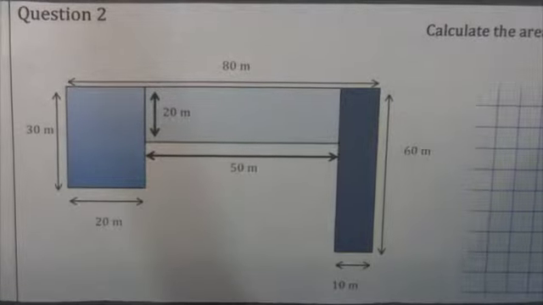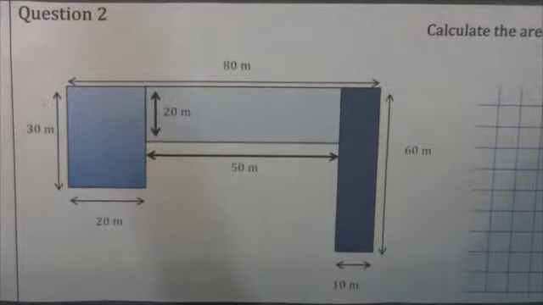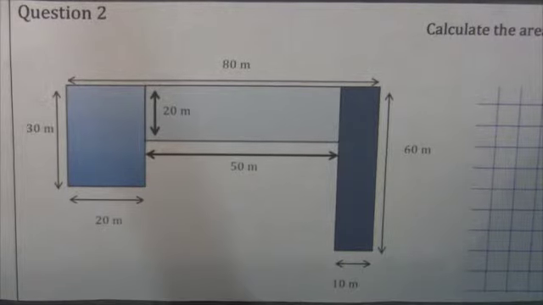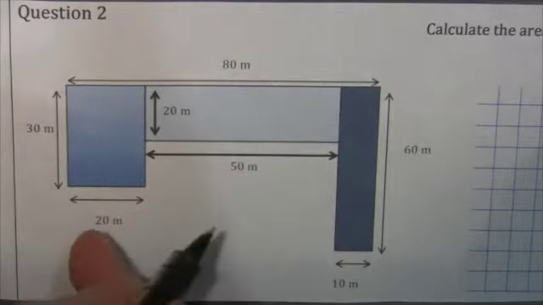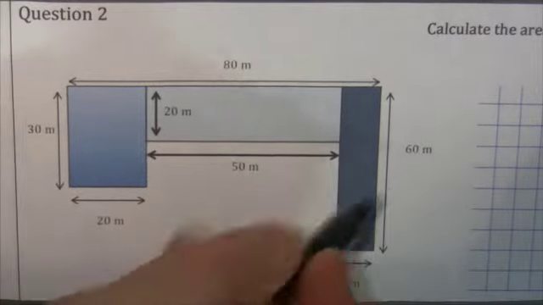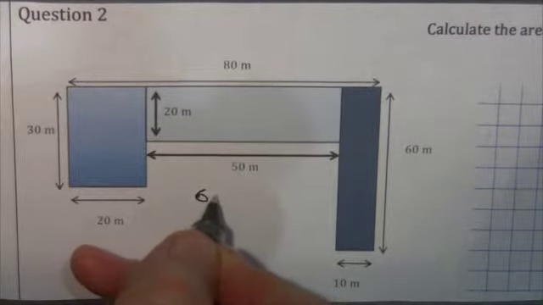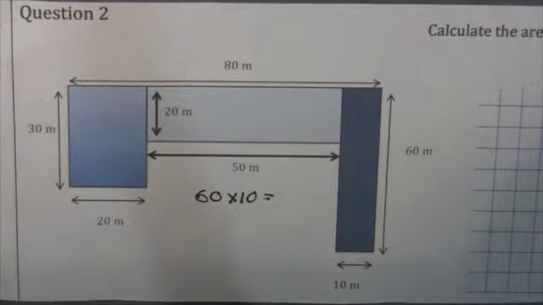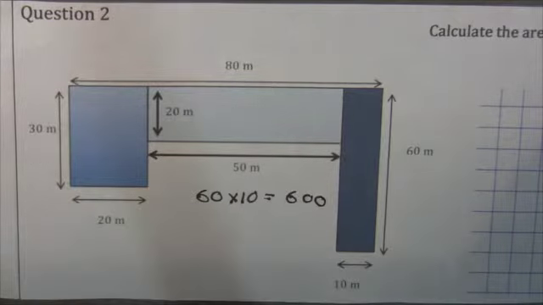Question 2. Calculate the area of the whole shape. And it's been split into 3 sections for us. So I'm going to look at this long thin section first. And the area of that section is 60 times 10 metres. 60 times 10, which is, when we times by 10, we simply add a 0, so 600.